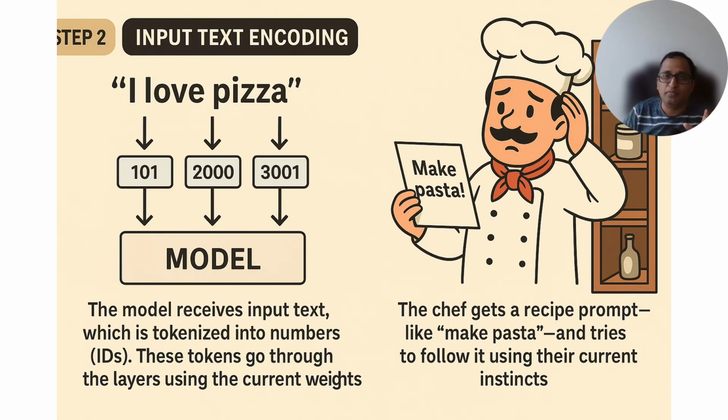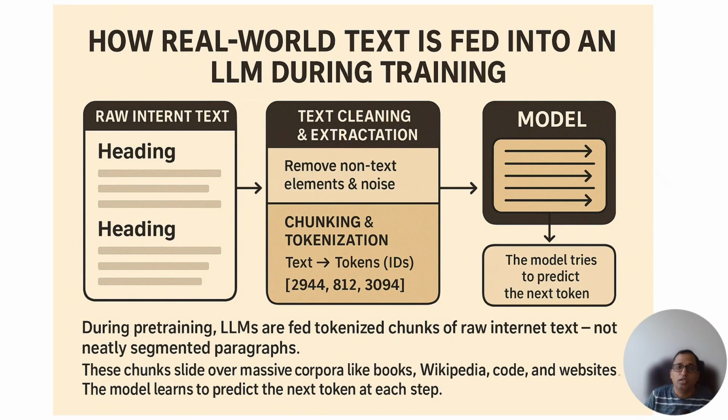In this step, the model is converting human language into numbers, which are machine-readable tokens. But these tokens only become meaningful when the model has learned the patterns in the weights. At this stage, it is just guessing wildly, just like our chef who has no clue how to make the pasta. Before we go to the next step, we'll also map this to the real world. In the real world, web pages or articles get fed into the large language model during training.